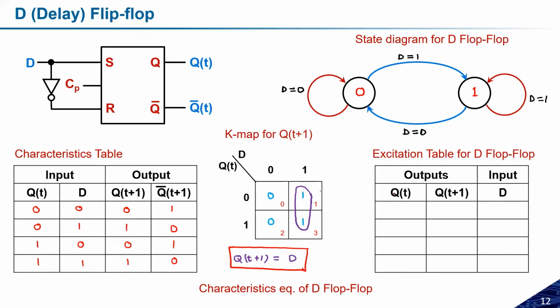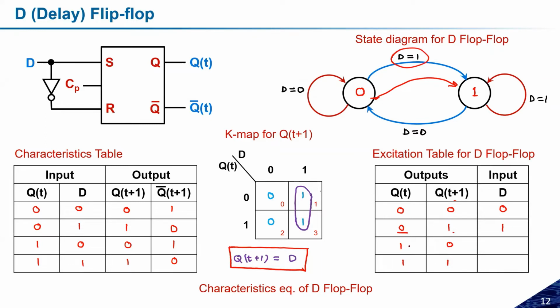There are four possibilities for qt and qt plus 1, so it could be 0 0, 0 1, 1 0, 1 1. Qt is 0 and qt plus 1 is 0, so this is coming when d is equal to 0. Now let us talk about the second case. Qt is equal to 0 and qt plus 1 becomes 1, and the condition was d is equal to 1.